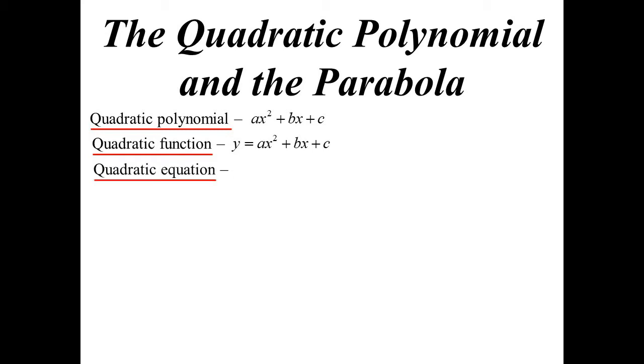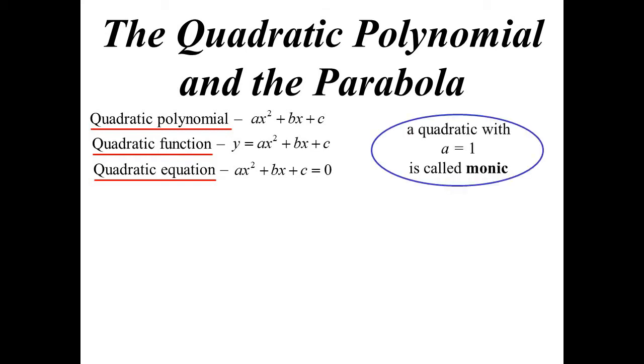And then that brings us to our third, the quadratic equation. That's where we take the quadratic polynomial and make it equal to a number. And usually we make it equal to 0 to make life easier to solve things. But that then becomes the quadratic equation. So there are subtle differences between the three, but they all are of course quadratics. If the coefficient of x squared, so the a, is equal to 1, we call it monic. So it becomes a monic quadratic, or a monic polynomial for that matter.